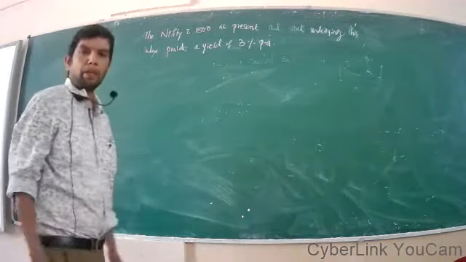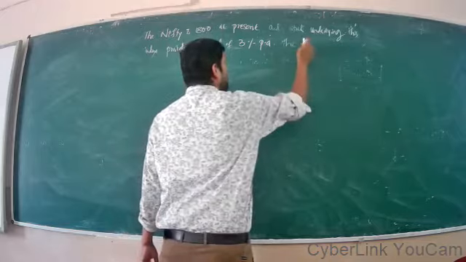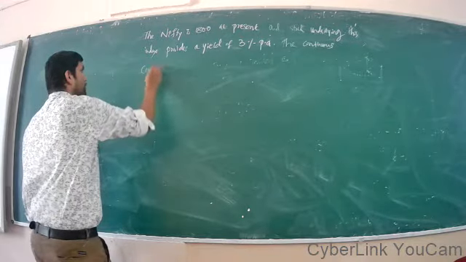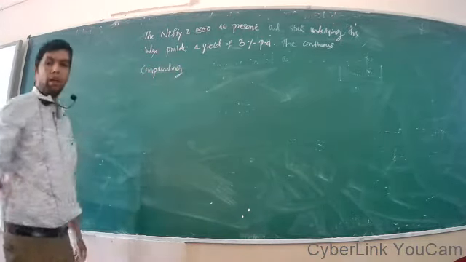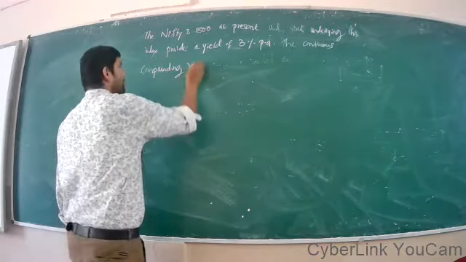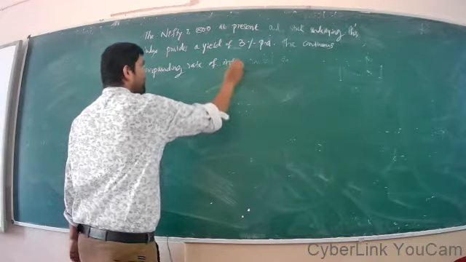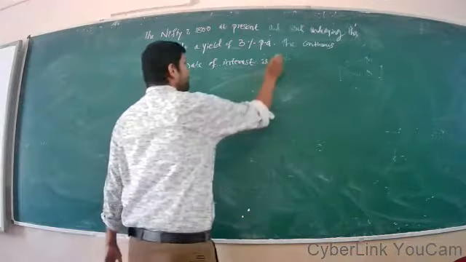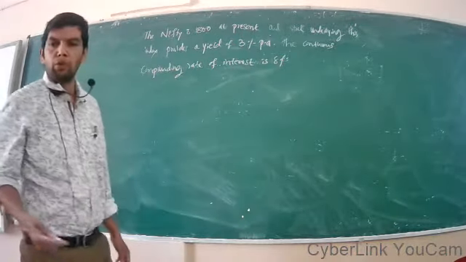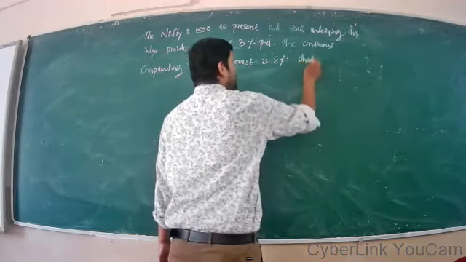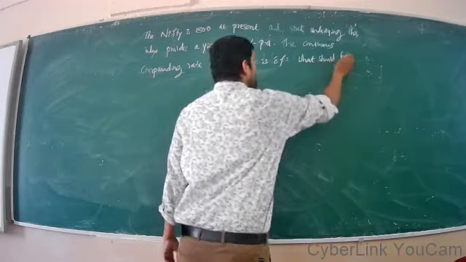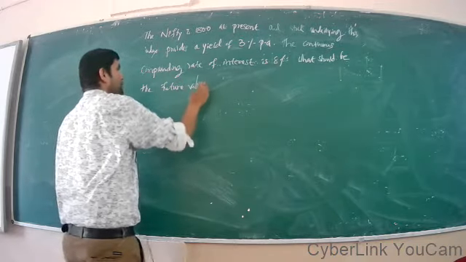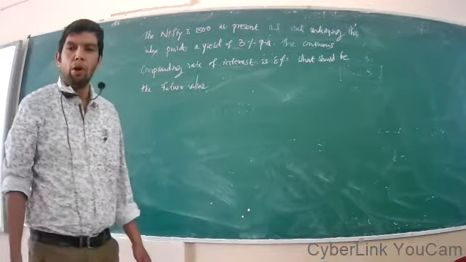The continuous compounding rate of interest is 8%. So what should be the future value of the 3 months Nifty?